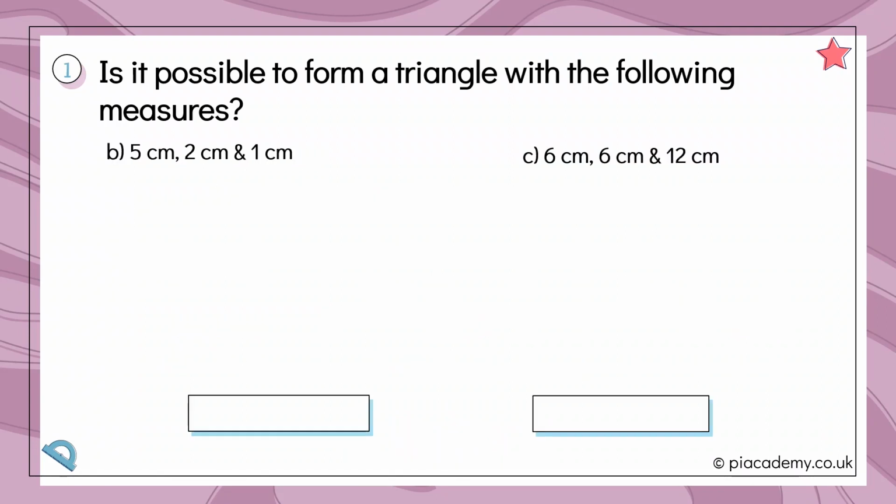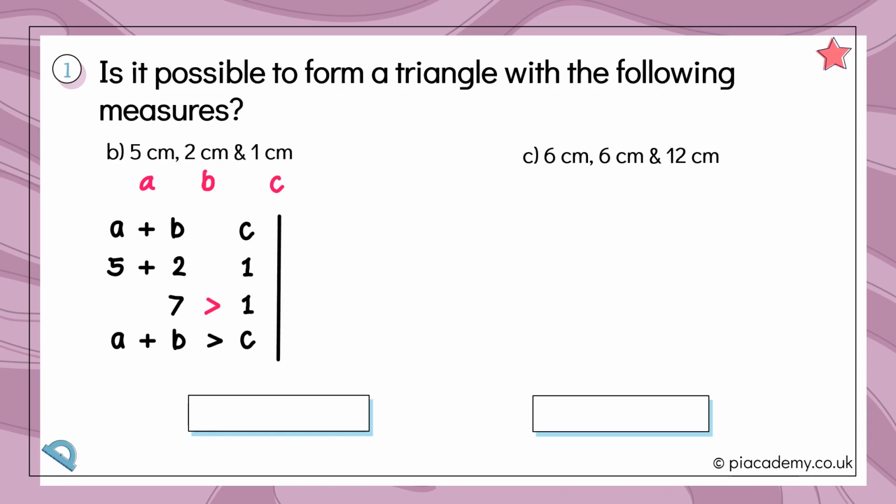Question 2. Is it possible to form a triangle with the following measures? Let us begin with part A. First, we label the sides as A, B, and C. Now, we shall check for the inequalities. Let us check for A plus B and C. Using the values of A, B, and C, we get 5 plus 2 and 1. Or we can say that 7 is greater than 1. Thus, A plus B is going to be greater than C.